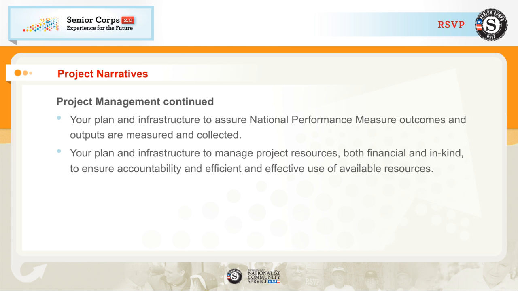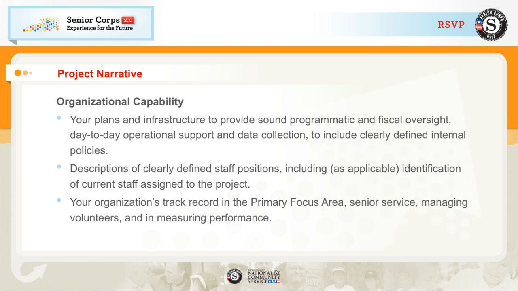The next narrative section is organizational capability. In this narrative, you will describe your organization's capacity to operate the RSVP project you propose with respect to your plans and infrastructure to provide sound programmatic and fiscal oversight, day-to-day operational support and data collection, to include clearly defined internal policies. Descriptions of clearly defined staff positions, including, as applicable, identification of current staff assigned to the project. Your organization's track record in the primary focus area, senior service, managing volunteers, and in measuring performance.